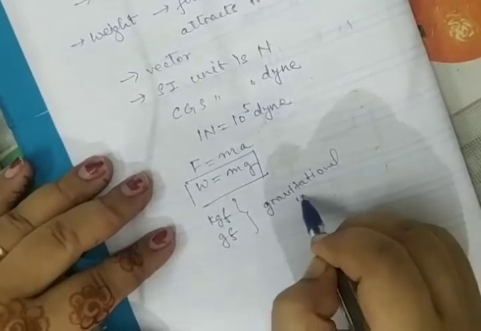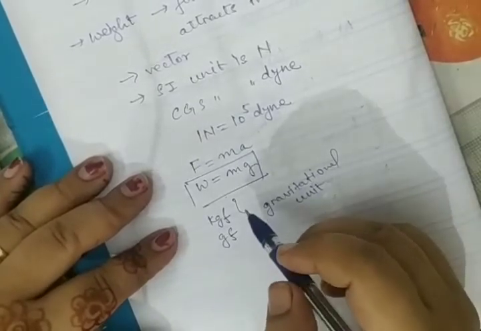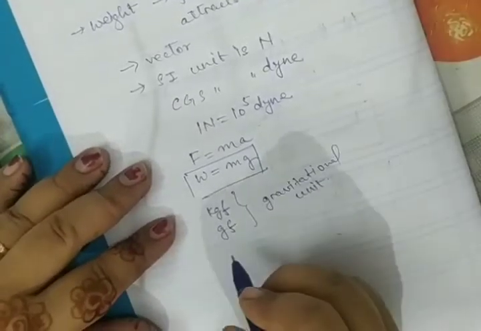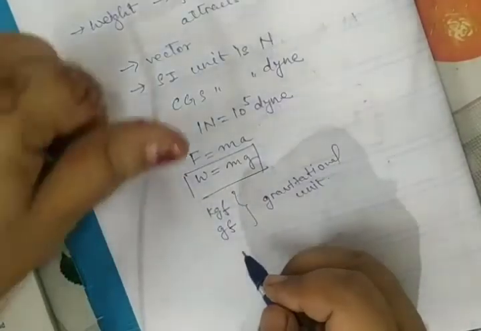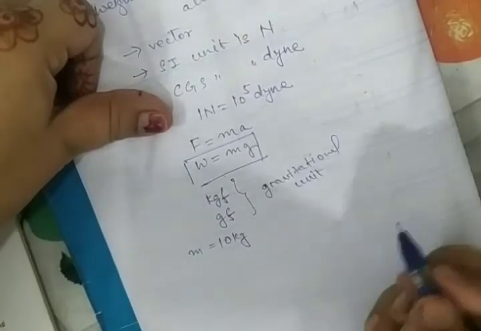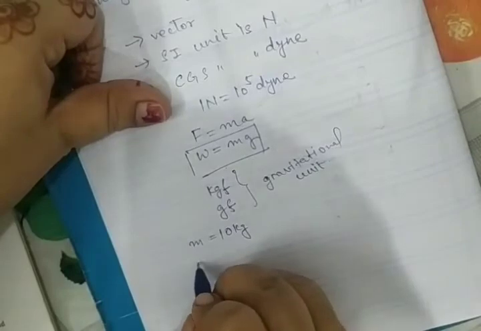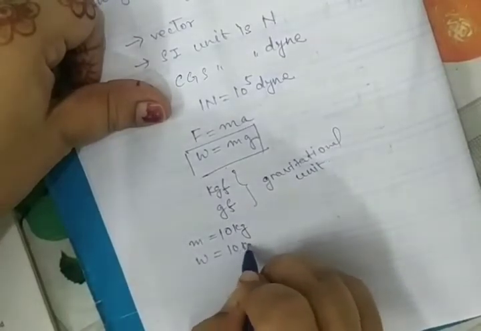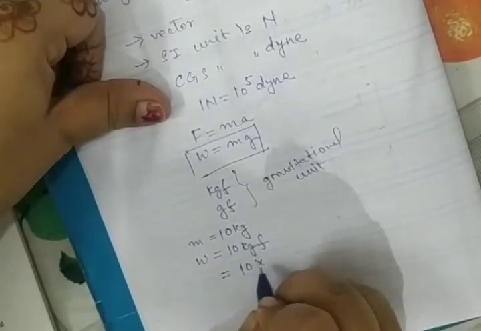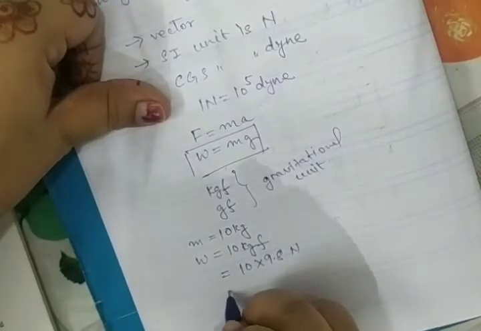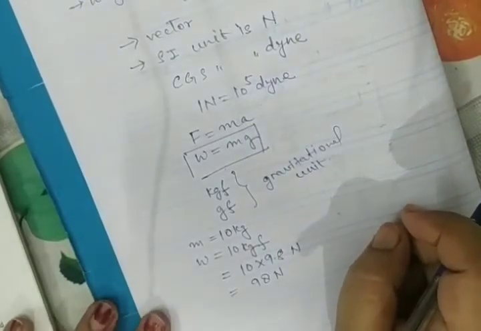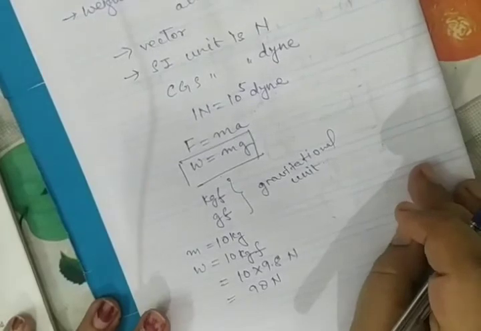So in order to convert it into normal SI unit, what you do, you just multiply it with 9.8. Okay, so suppose you have an object of mass, say m is equal to 10 kg. Then you can say that the weight of this object is 10 kg force, right? Or you can say the weight of this object is 10 multiplied by 9.8 Newton, or 98 Newton, right? So these are the different ways in which we express weight, right?